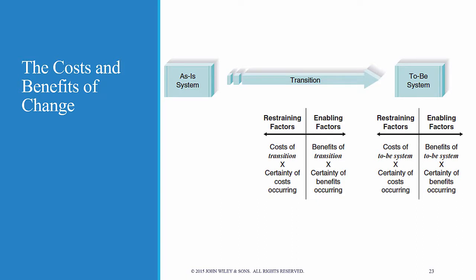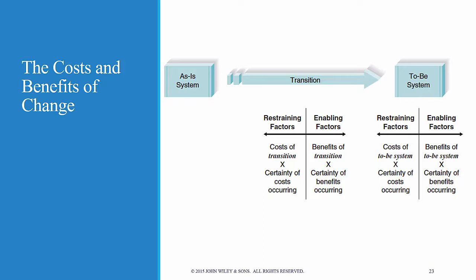And you can quantify this, or try to, as the costs and the benefits. Now, there is the reality and there is the perception. And the perception is more important. And we can divide this up into so-called restraining factors and enabling factors, where the restraining factors generally are the cost times the perceived probability of the costs occurring, and the enabling factors are the benefits, the good things that come from the transition or the new system, again, weighted by the certainty of the benefits occurring.